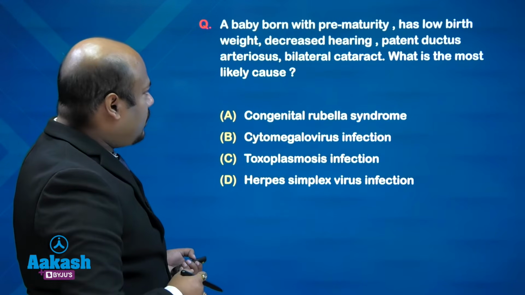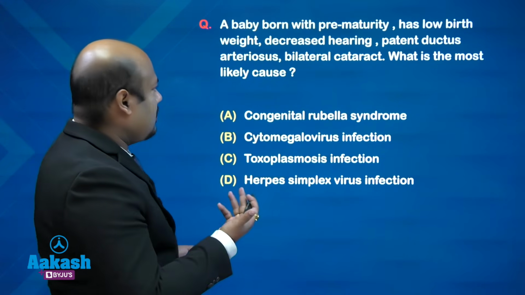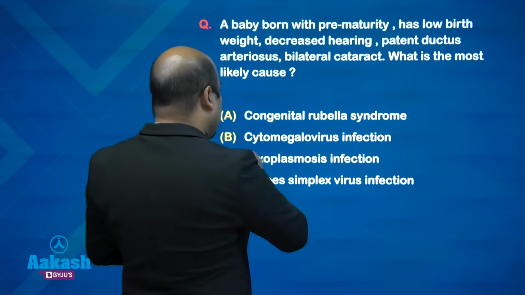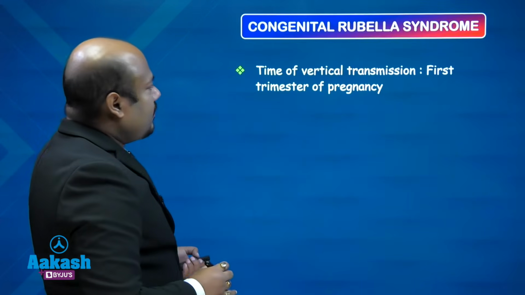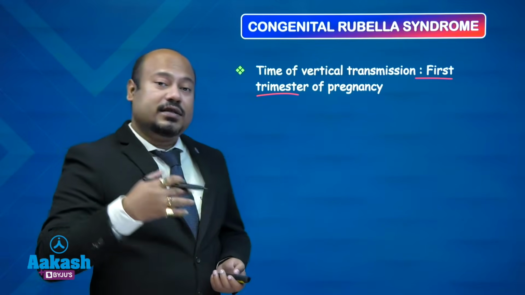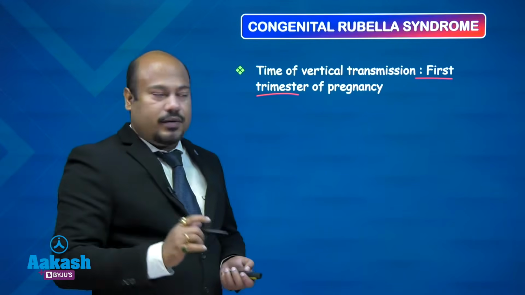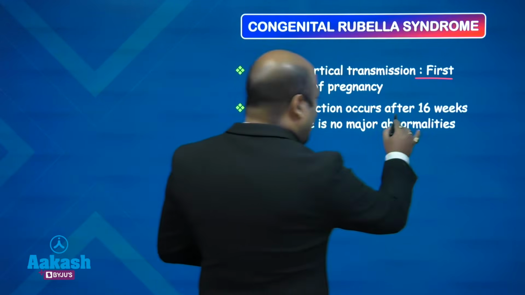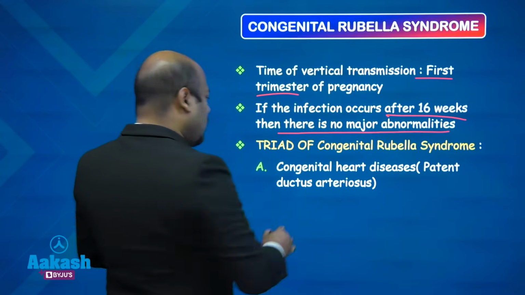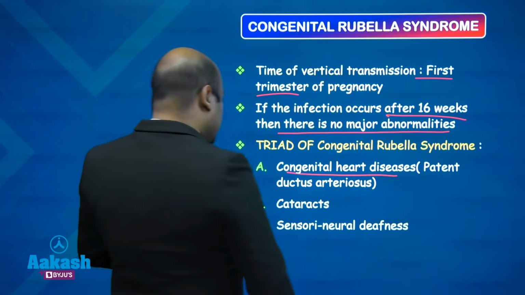A baby born with prematurity has low birth weight. Repeat question. Low birth weight, decreased hearing, patent ductus arteriosus, classic bilateral cataract. It will be what? Congenital rubella syndrome. As we know, this vertical transmission usually occurs in the first trimester of pregnancy, right? If the transmission is occurring after 16 weeks, then the chances of hearing damage, eye damage, heart damage are less. So if the infection occurs after 16 weeks, then there are no major abnormalities. So what is the triad? The classic triad will be congenital heart disease, the most important being patent ductus arteriosus, cataract and sensorineural deafness.